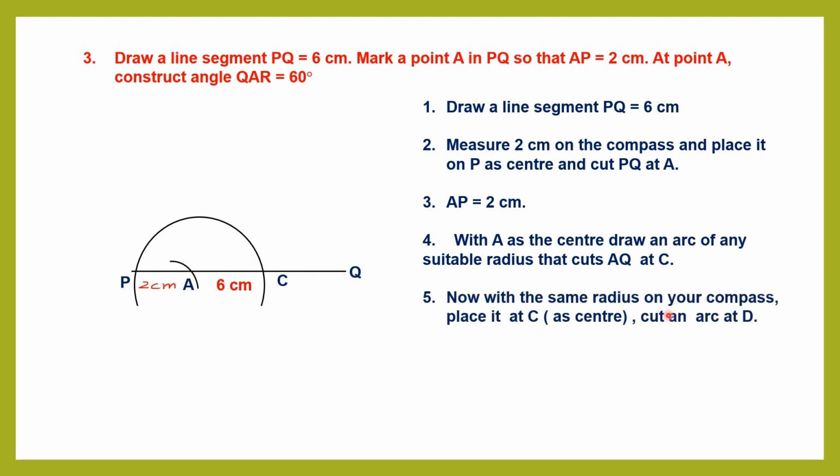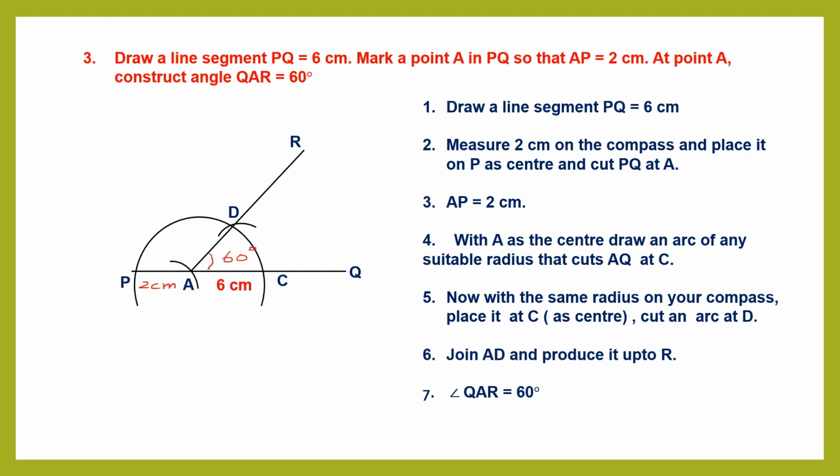Now with the same radius on your compass, place it on C and cut an arc at D. So we're cutting an arc and that is D. Then join AD. We've joined A and D and produce it up to R. Now angle QAR, this portion, will be equal to 60 degrees.